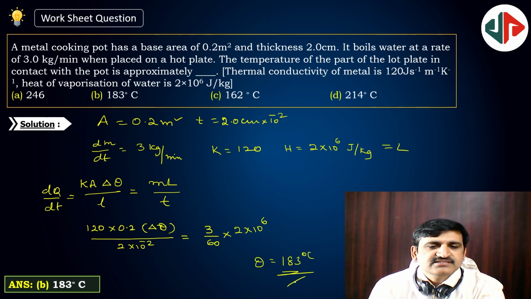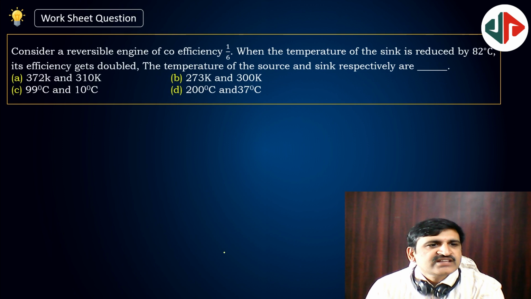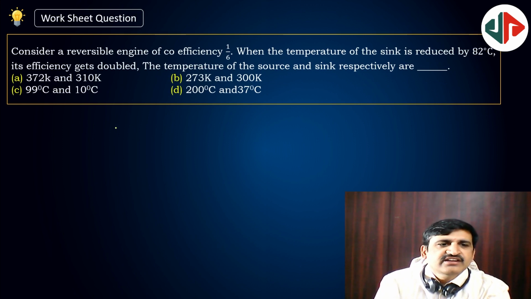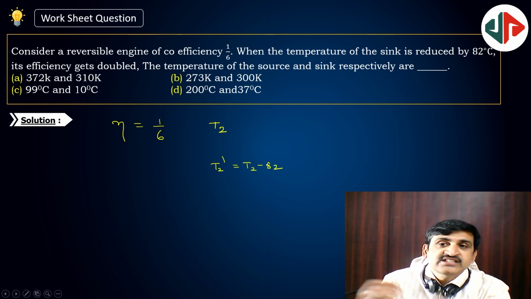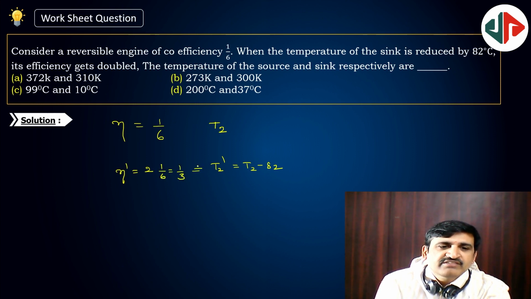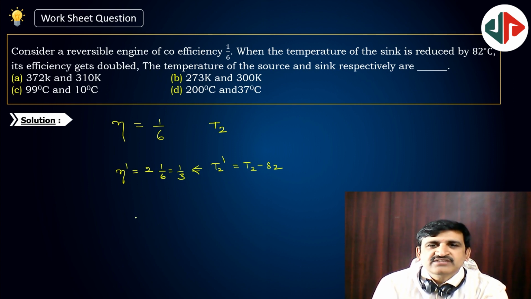degrees Celsius. Next, consider a reversible engine of efficiency eta is equal to 1 by 6. When the temperature of the sink is reduced by 82 degrees Celsius, its efficiency gets doubled. Sink temperature is T2 usually. If it is T2 dash, that means T2 minus 82. Change in degrees and change in Kelvin will be the same. Then efficiency became doubled. Double means eta dash is equal to 2 times 1 by 6, that is nothing but 1 by 3. Here T and T dash are the temperatures of the source and sink respectively.